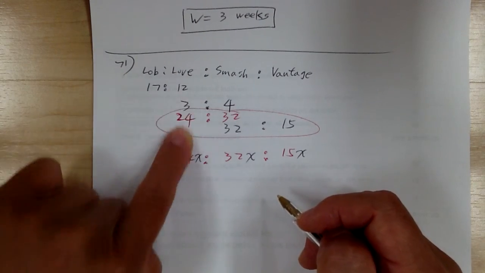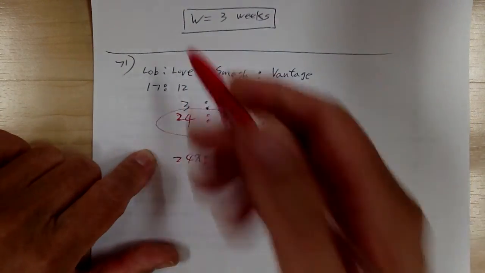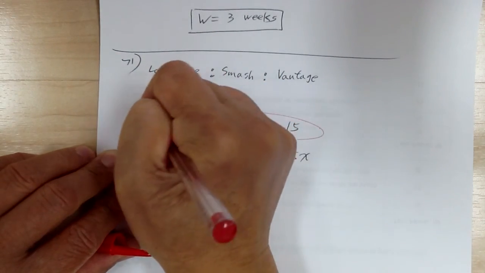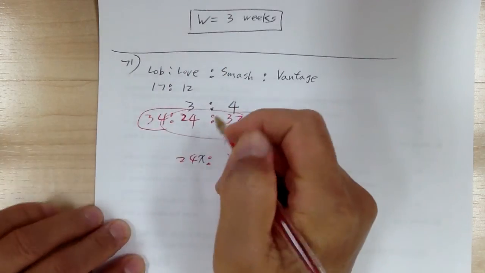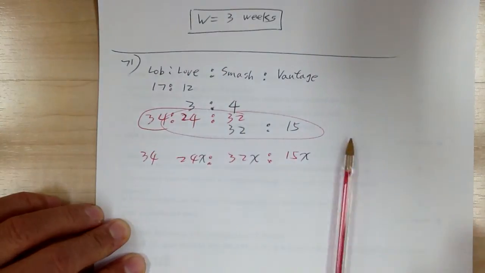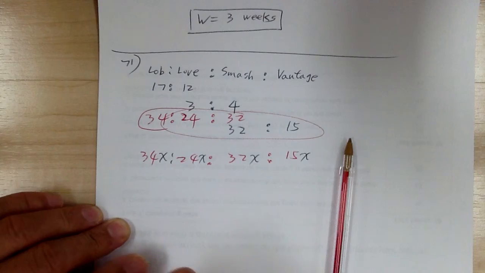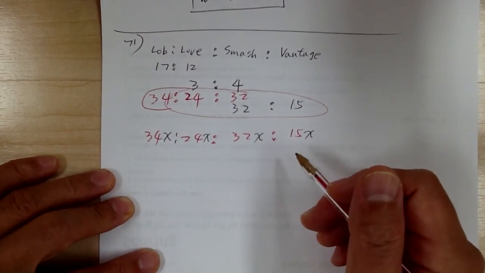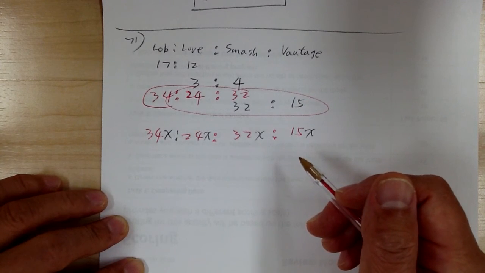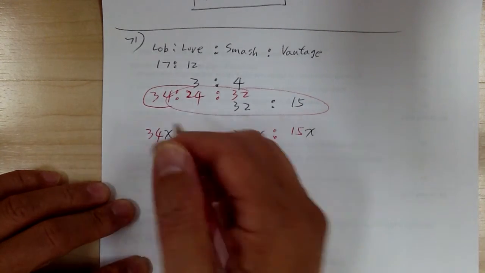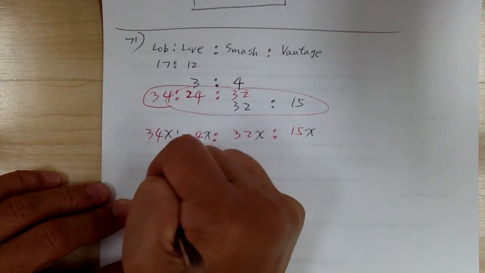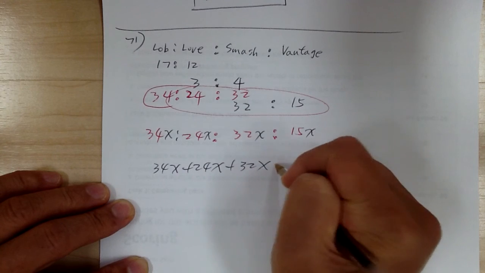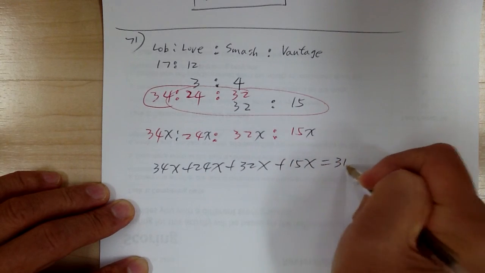Then you have to convert this also. From here to here, you have to multiply by 2. So this would be 34. So you need to have a 34 over here. So you got those 4 people, and this total is equal to 3,150. So add all this together. You got 34x plus 24x plus 32x plus 15x equal to 3150.